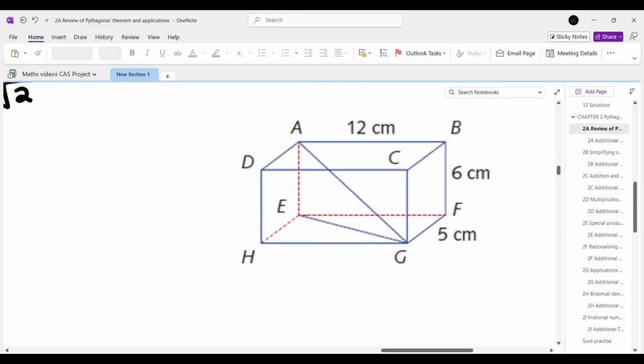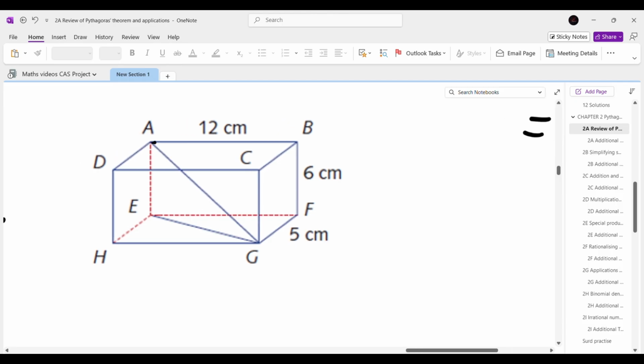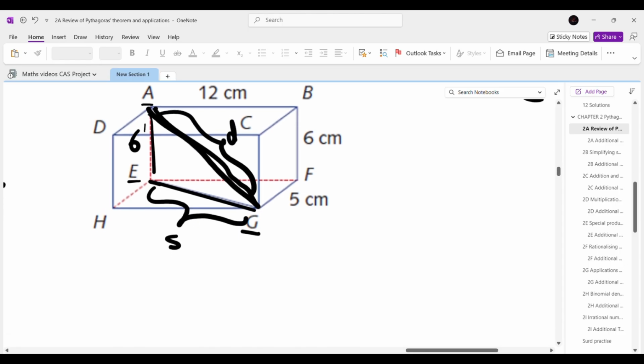Here, I just want to show you how you can do Pythagoras in 3D. Obviously, we can apply the Pythagorean theorem whenever there's a right angle. So, for example, if we're trying to find the length of A to G, we first need to find this length down the bottom here. We first need to find E to G, because we already know the height here is 6, but we need to find this length, which I'm going to call S, and this length here, which is our goal, I'm going to call D.